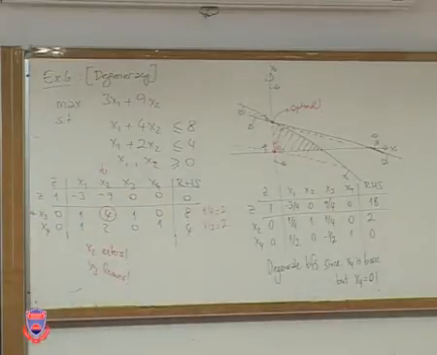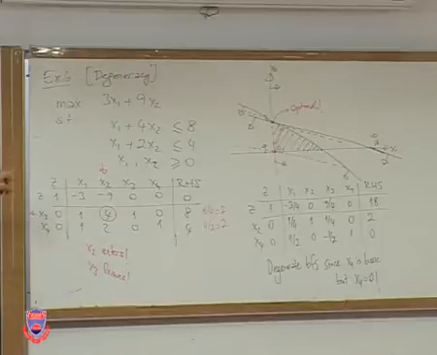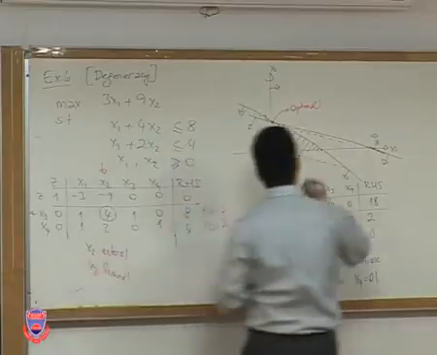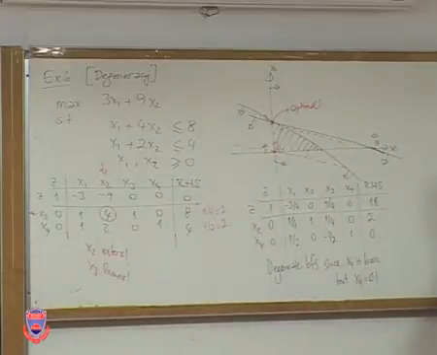All right, so what is the corresponding solution in my picture? What's the corresponding corner point? x1 is 0 and x2 is equal to 2, right? So what does that correspond to? Well, it's exactly this point right here, basically. Okay?